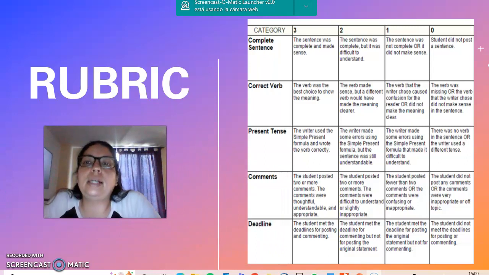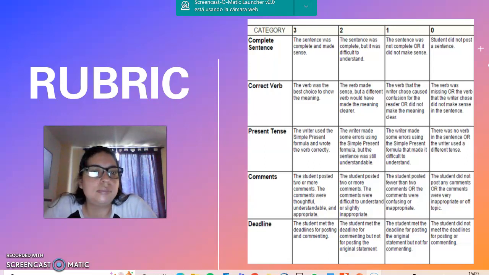So this rubric has the following categories, or criteria, as we could call them. The complete sentence, the top score will be 3. The sentence was complete and it made sense. The correct verb: the verb was the best choice to show the meaning, and the verb was being used correctly. The present tense: the writer used the simple present formula and wrote the verb correctly. Comments: the student posted 2 or more comments. The comments were thoughtful, understandable, and appropriate.